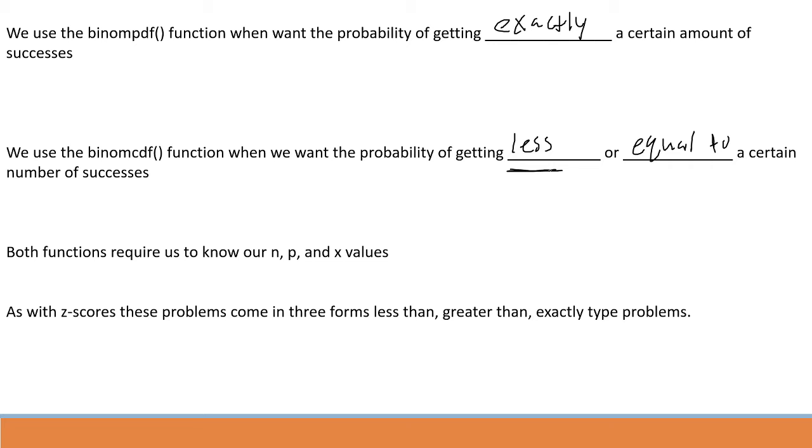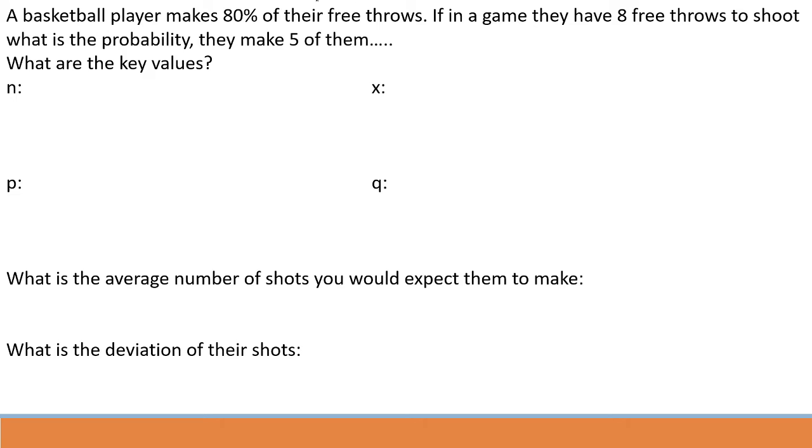So let's go ahead and look at what forms these problems can take here. A basketball player makes 80% of their free throws. They have 8 free throws to shoot. What's the probability they make 5 of them? So let's make sure that we can identify our N, P, and X first.